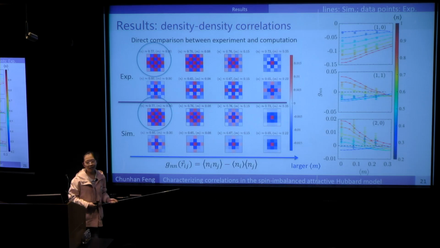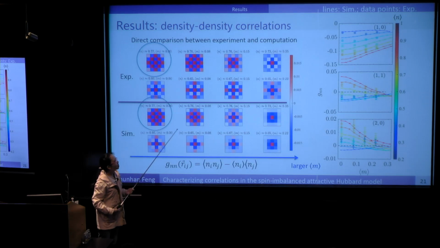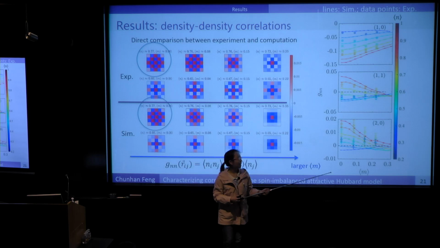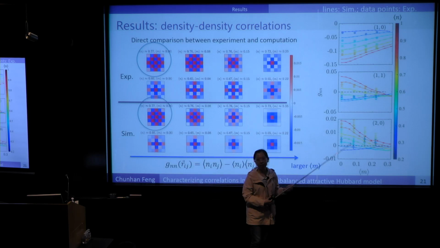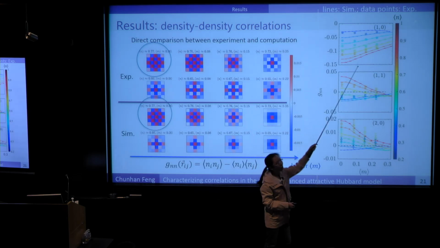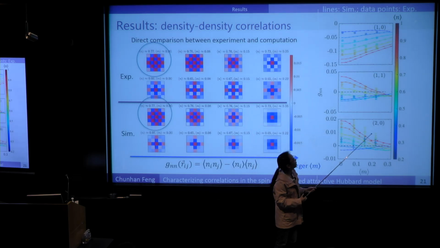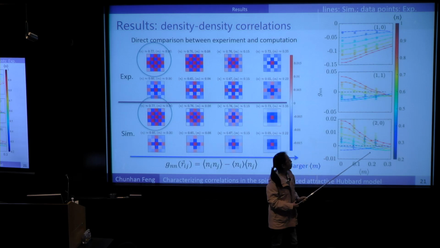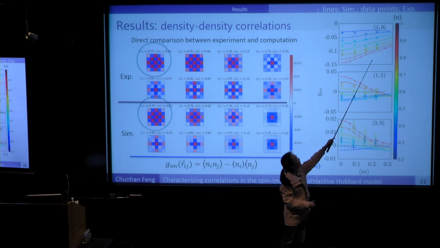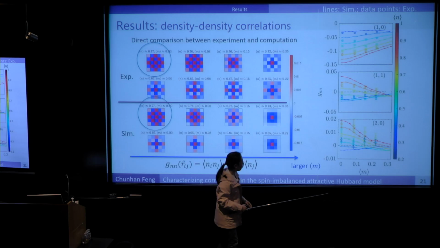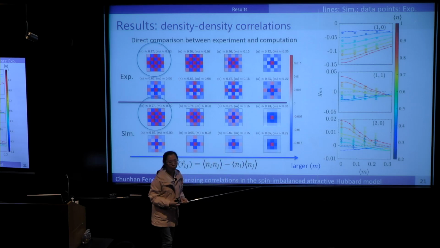And on the right-hand side, we just plot the same quantity, the density-density correlation versus magnetization, using some lines and data points. The lines are the results from the simulation, and the data points are the results from the experiment. The color bar values here represent different densities. In general, the three panels here represent results at different sites, (1, 0), (1, 1), and (2, 0). And we also see a pretty good agreement between the simulation and experiment.